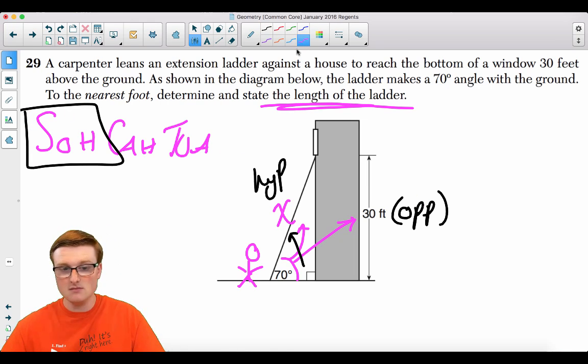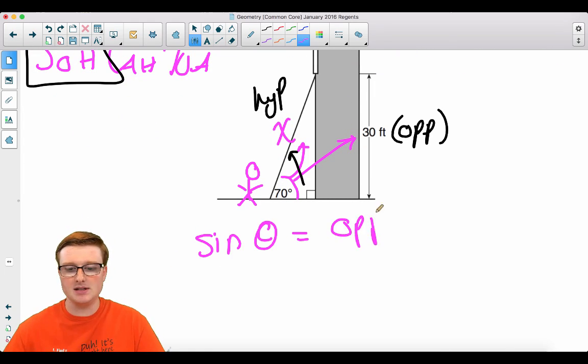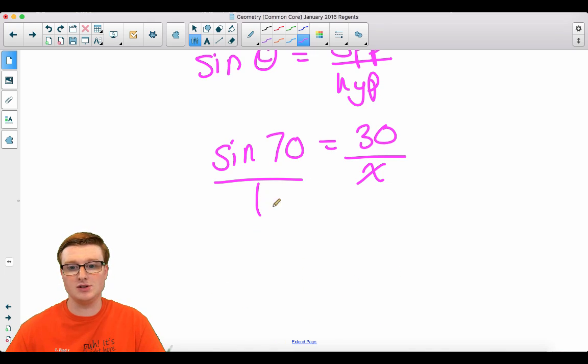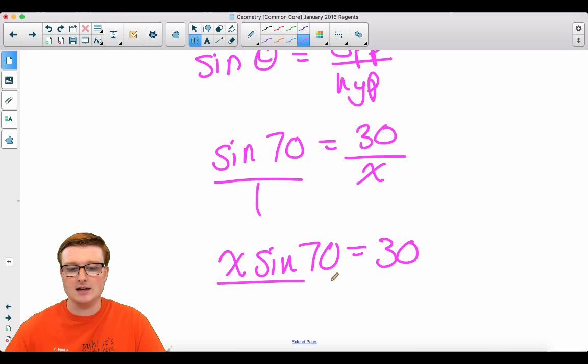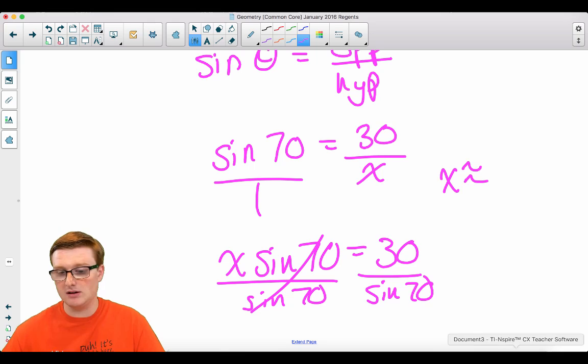So let's go ahead and solve this. So we have the sine of some angle, theta, is equal to the opposite over the hypotenuse. That's the standard form that we're in. So the sine of 70 degrees is equal to the opposite, which is 30, over the hypotenuse, which is x. Now we just cross multiply. X sine of 70 is equal to 30, and now I'm going to divide by the sine of 70 on both sides. So we get x is approximately equal to, what do we have here?